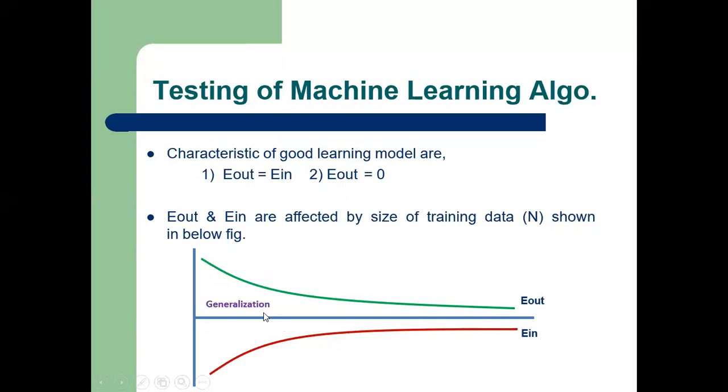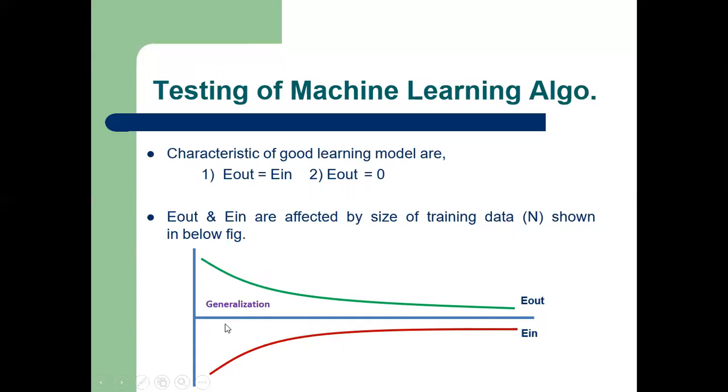Now in this figure, you can observe that we have shown the output error and the input error across the x and y axes. Here it is important to note that the train error, or the input error, and the test error, that is the output error, are always affected by the size of the training data, which is shown in this figure.